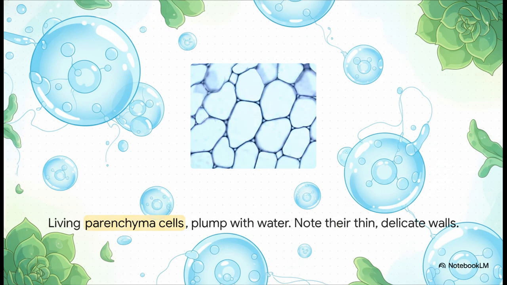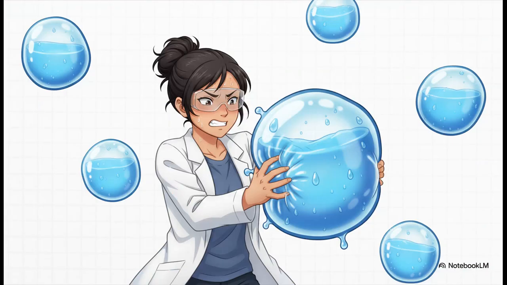Almost their entire volume is just a water-filled sac called a vacuole. And because they're mostly just water, the plant can build out this storage tissue with very little energy. It's a bargain. But, and this is a big but, there's a huge problem, a major consequence of this design.